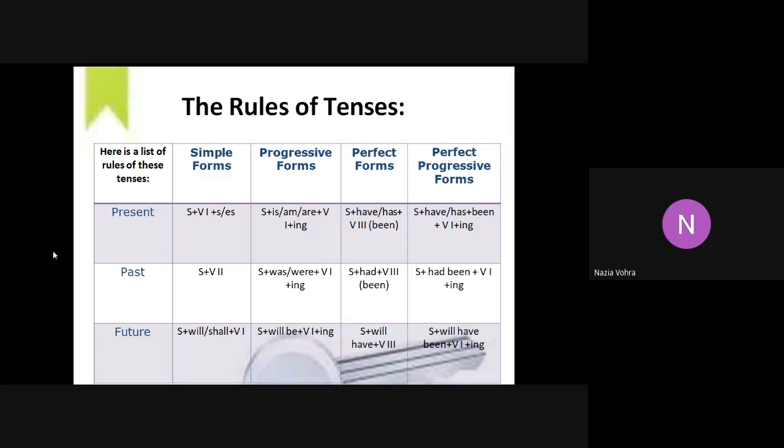The perfect progressive form. Okay, what happens here? As I said, the action has finished at some point of time, but the effect would be still there. Okay, or because here the activity is going to just finish and the effect is going to remain. It has stopped raining, but the roads are still wet, is what I want to say.